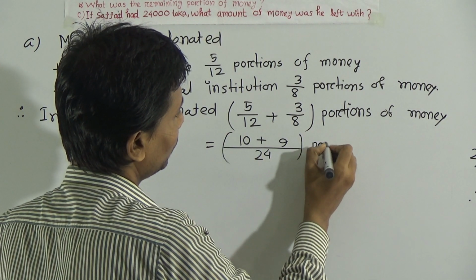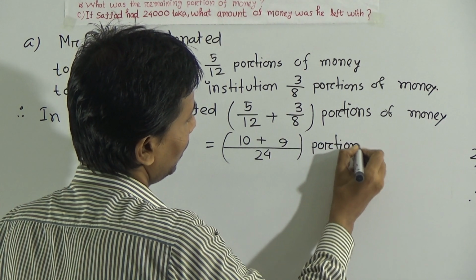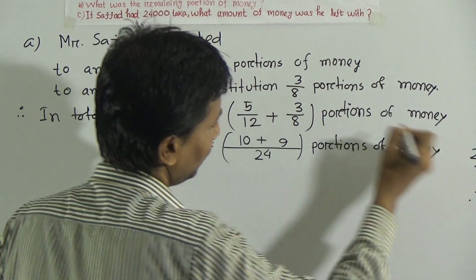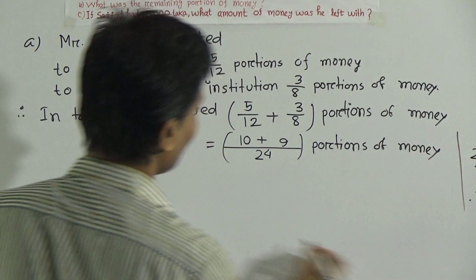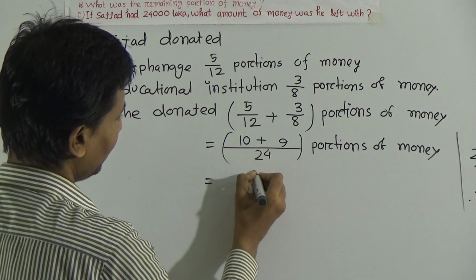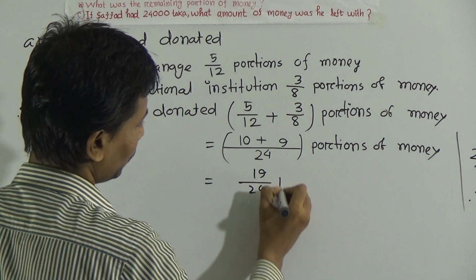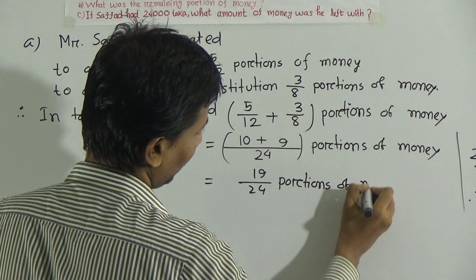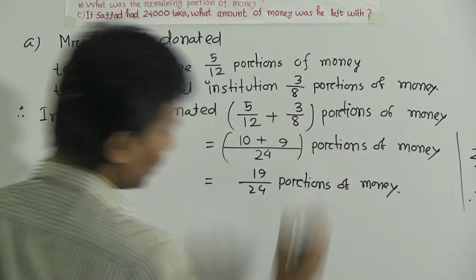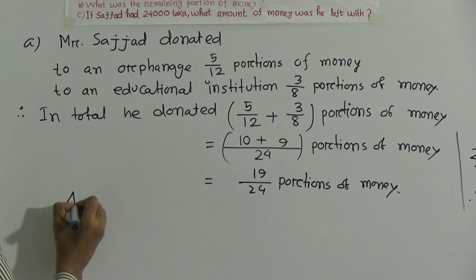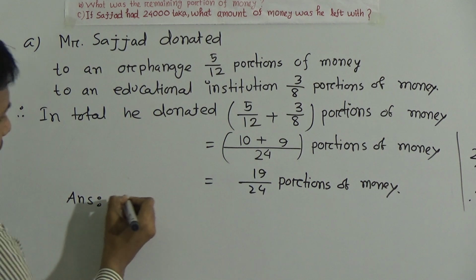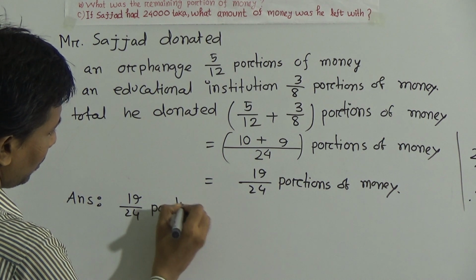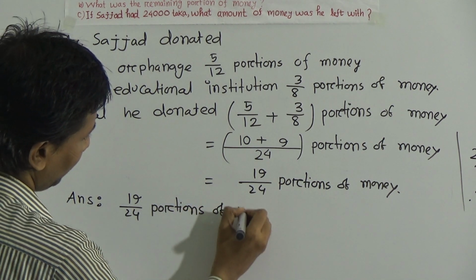Right. At the portions of money. Okay. Now adding this, 10 plus 9 equal to 19 by 24 portions of money. Okay, now you write the answer. Answer: 19 by 24 portions of money.